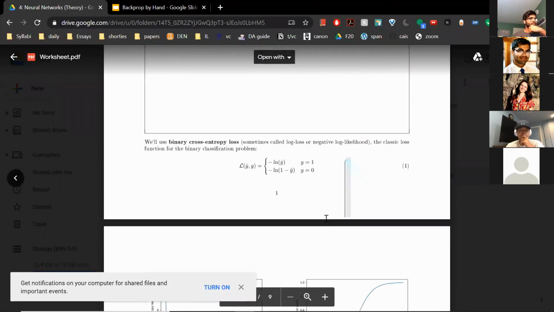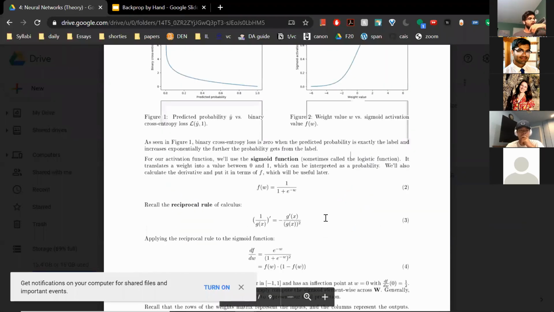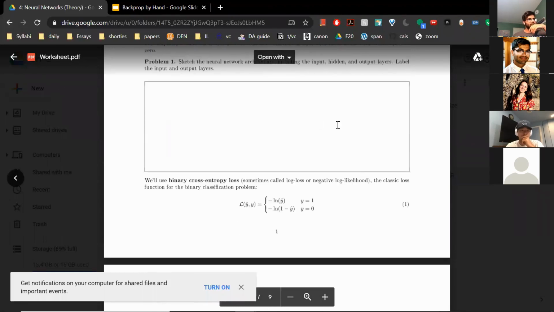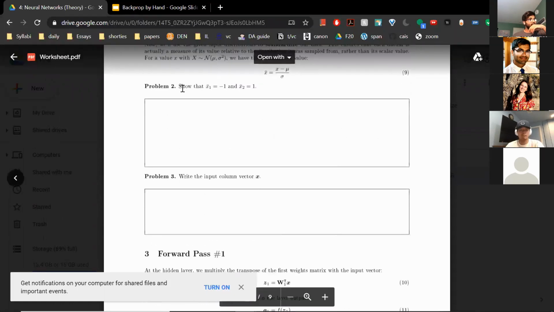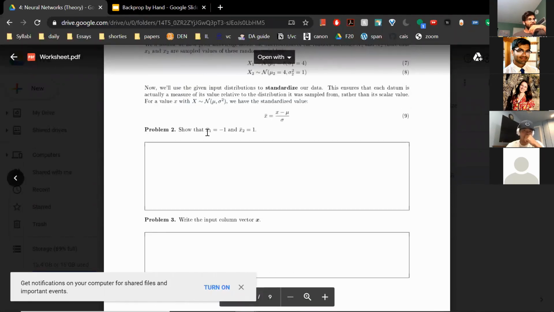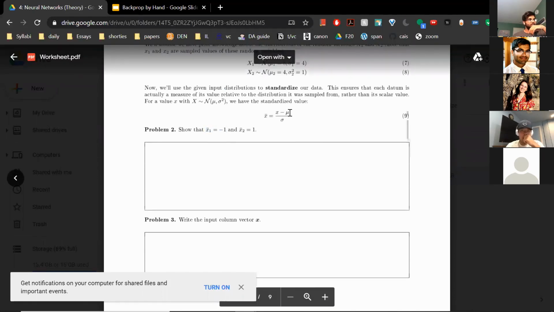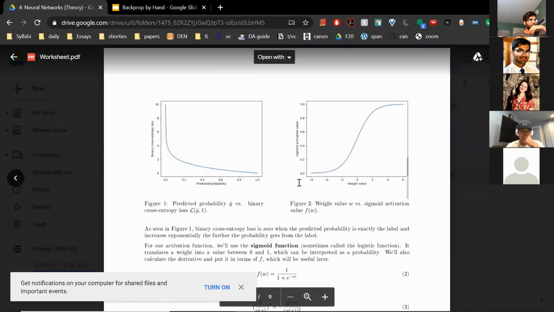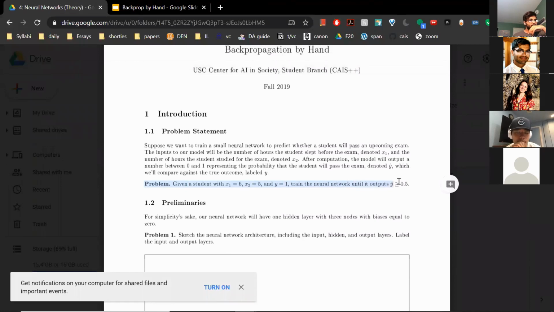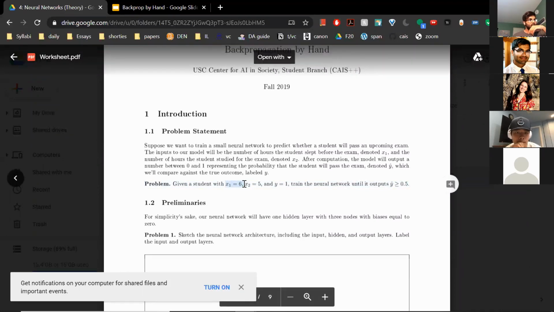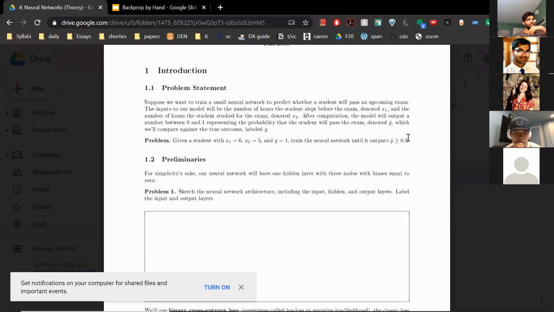I won't have to explain it too much because he does a really good job of defining the problems. You'll sketch out a neural network here, and he even gives you the answers. He says, show that a standardized input is this value, and you just do the math: x minus mu divided by the standard deviation. Just to remind you, look up here. This is the problem right here. So you want to remember these, like x1 equals 6. These are the specific examples that we're going to be using.